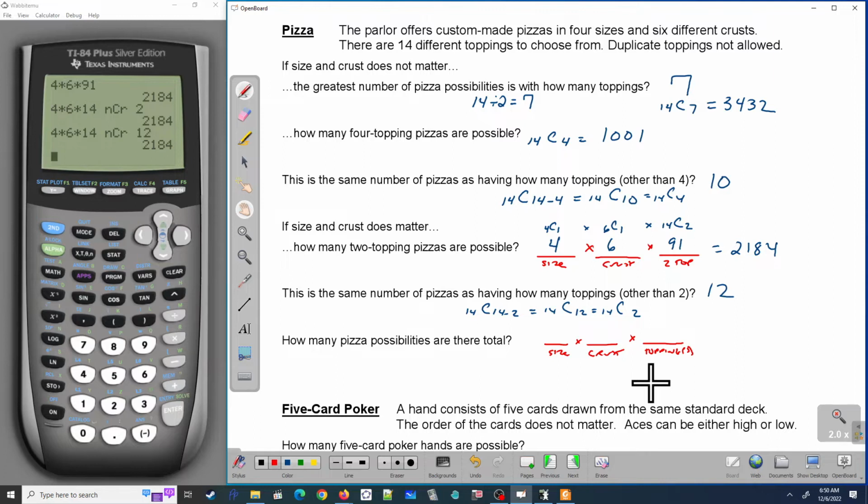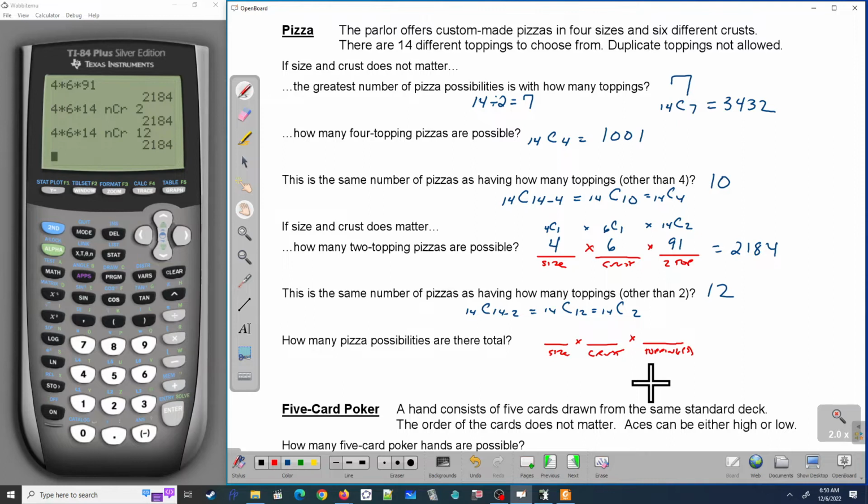I might want my 4, I might want 7, heck, I might want 13. I could go all the way and have all 14 toppings. I want all the possibilities. Do I have to essentially work each one of those out individually? In a problem like this, you don't have to.